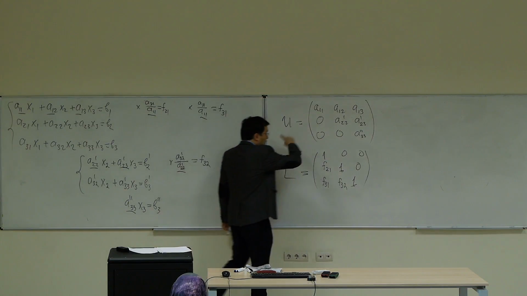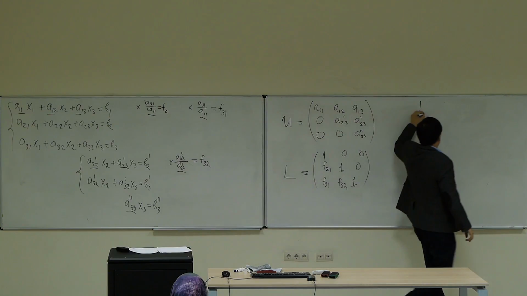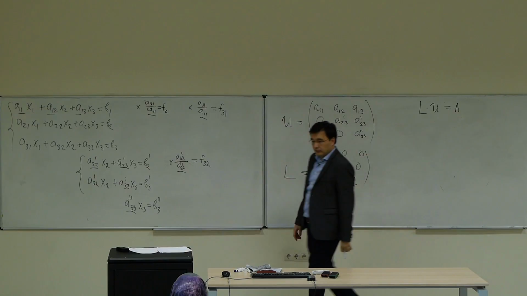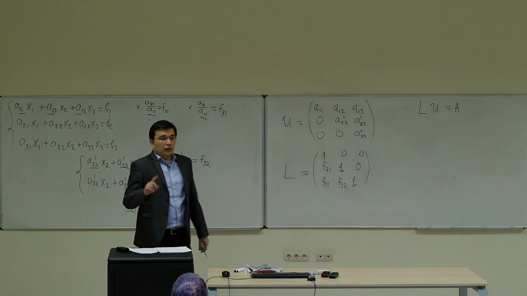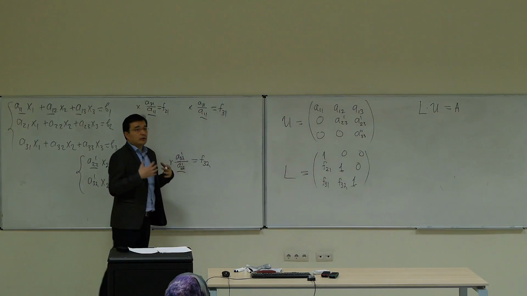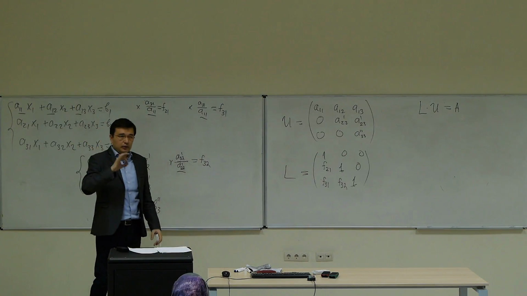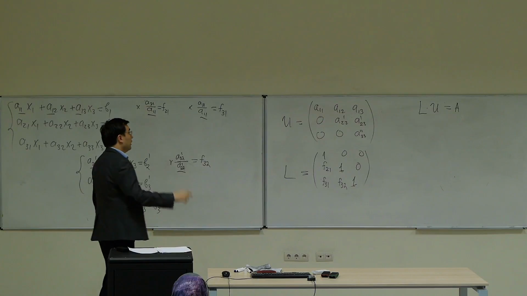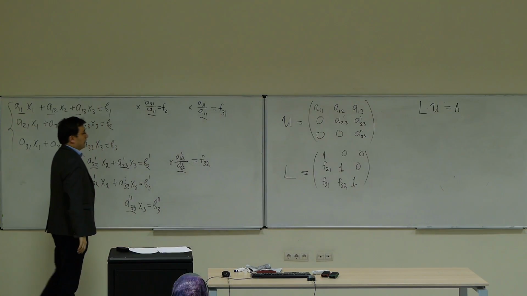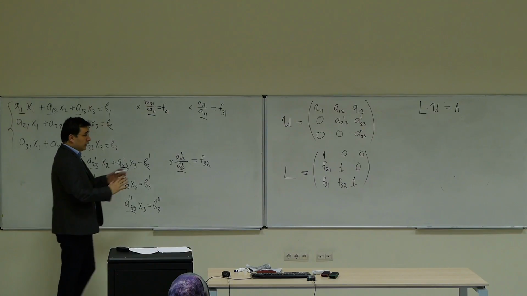And you can check, and I'm not going to show it, that if you multiply L by U, you get A. All right? So the elimination step is equivalent to the LU decomposition step. The elimination step of Gauss elimination is equivalent to the decomposition step of the LU decomposition method. All right, very good. Very, very good.